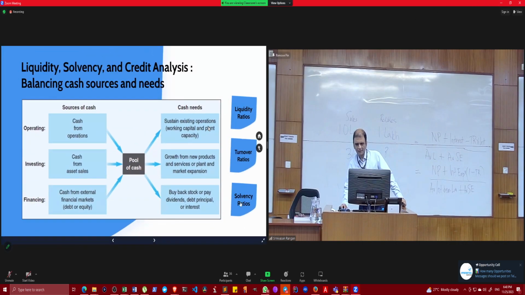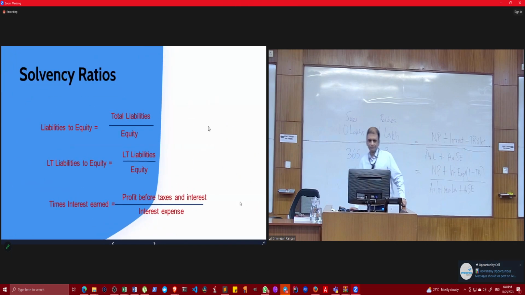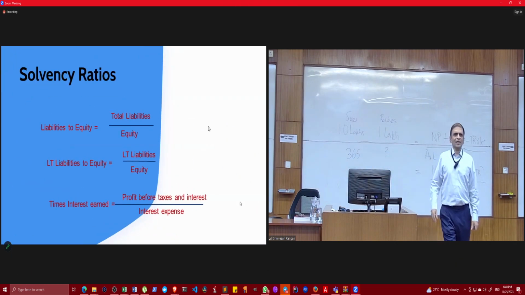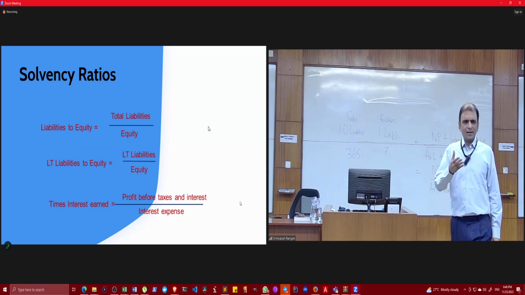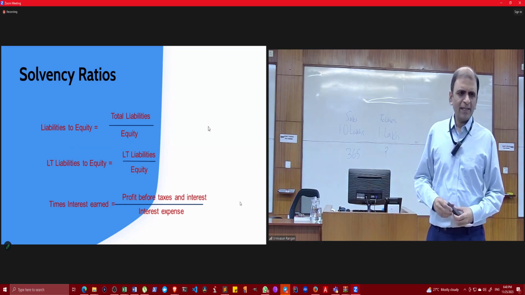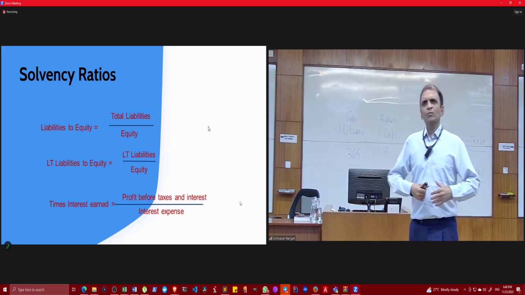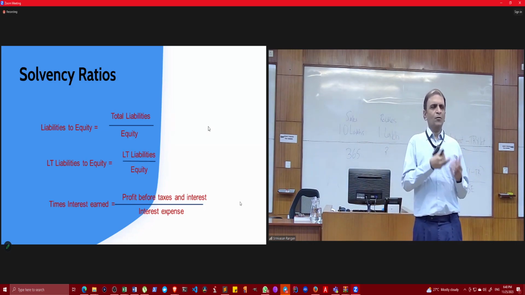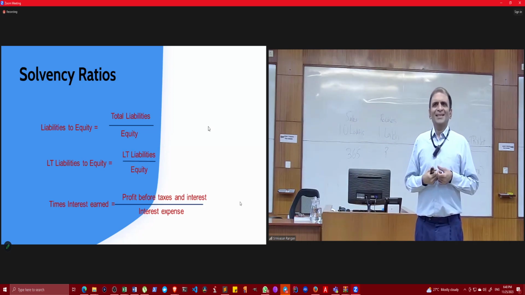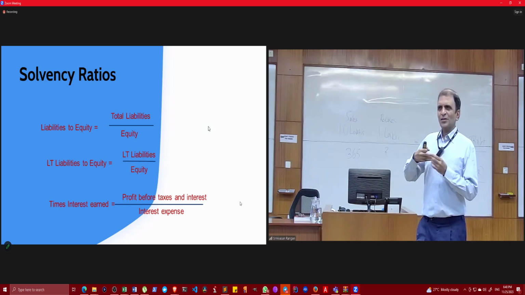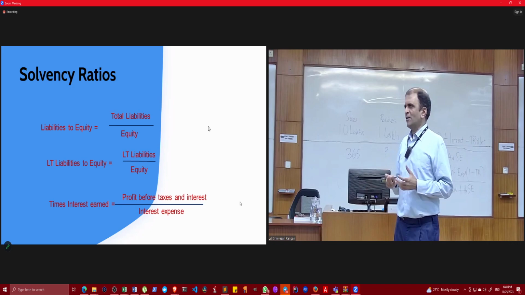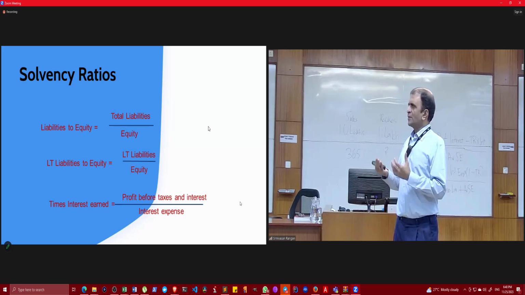Okay, so the last thing we will do is solvency ratios. So these are very quick. Generally solvency ratios are, from the book, liabilities to equity, long-term liabilities to equity, etc. So the idea here is, the bigger these ratios, what I mentioned before is, if you borrow a lot, it's very risky because you'll have to pay back the debt and you may not have enough money. So your long-term solvency is somewhat in doubt.